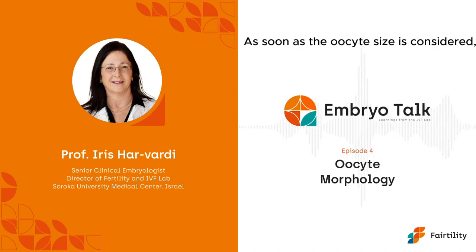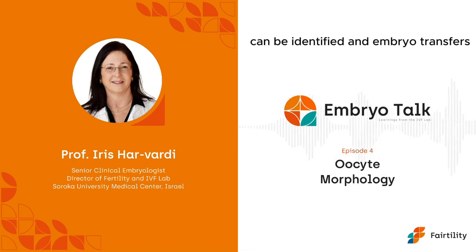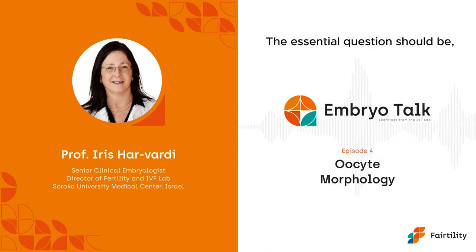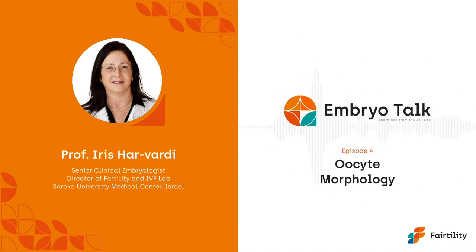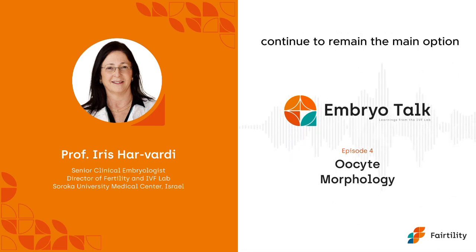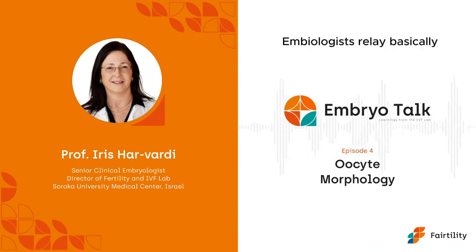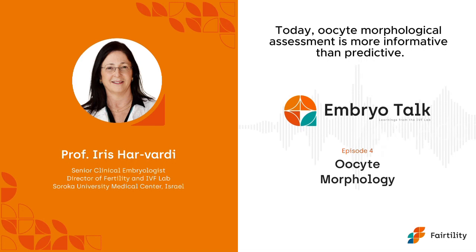As soon as the oocyte size is considered, more cases of digenic triploidy can be identified and embryo transfers can be prevented. The essential question should be, what are the challenges and the future directions in the study of oocyte morphology? Currently, morphology-based microscopic methods continue to remain the main option for oocyte quality assessment. Embryologists rely basically on the maturity status of the oocyte or the presence of the first polar body. Today, oocyte morphological assessment is more informative than predictive.